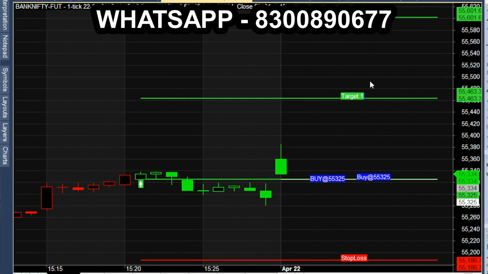Previous day before market closing. Previous day means it's a Monday market. Before 10 minutes of market closing, a buy call started. So the green color candle opened. That buy call's bullish momentum followed into today's opening.